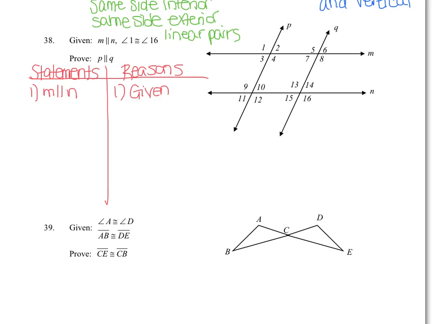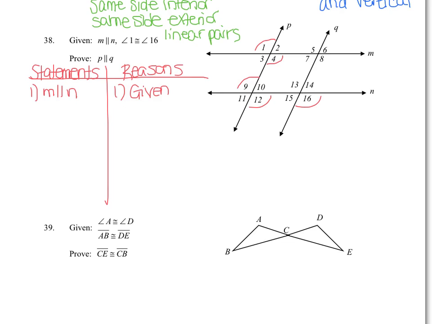When I look at that, I can see M is parallel to N. I know that angle 1, for instance, is congruent to angle 4 because of vertical angles, angle 9 because of corresponding angles, angle 12 because of alternate exterior angles. So I have a couple different options with that. But I know angle 1 is congruent to angle 4, angle 9, and angle 12. Well, I also know that angle 1 is congruent to angle 16.